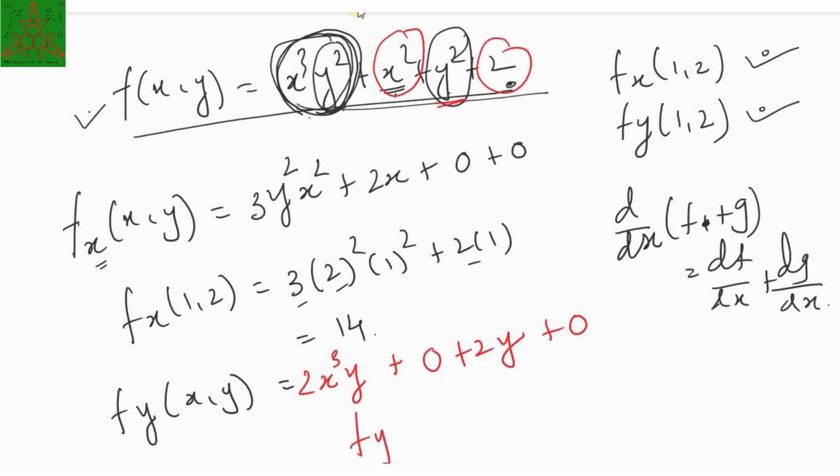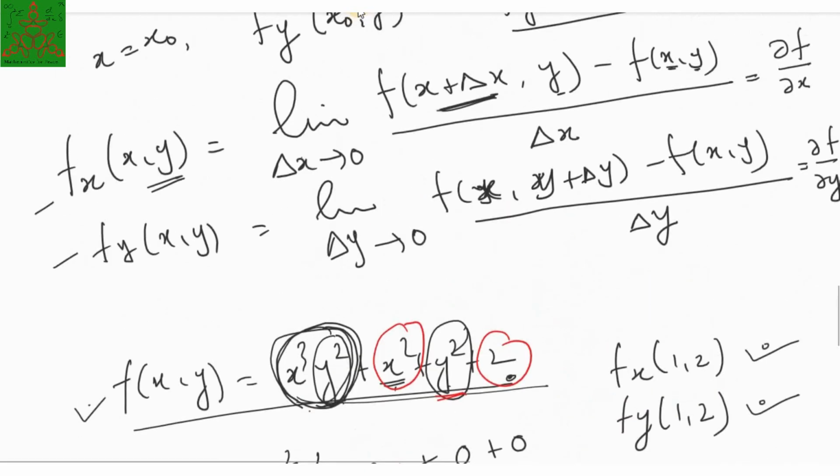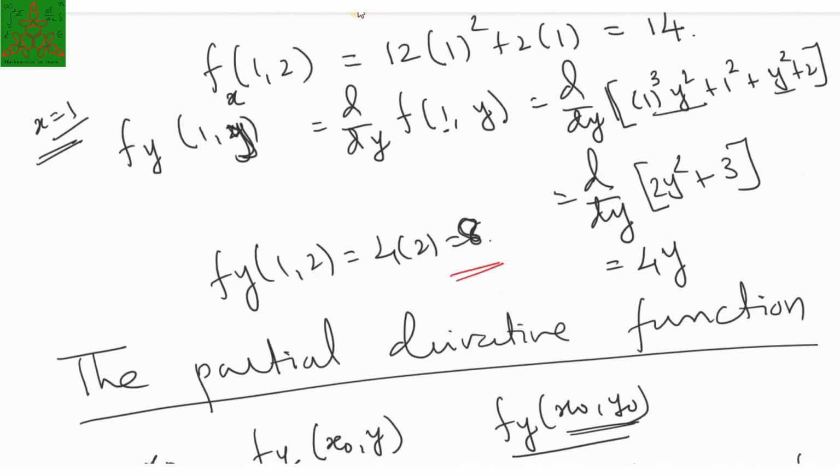So fy at (1, 2) will give me 2 into 1 cube into 2 plus 2 into 1. So 2 into 2, because y is 2. So that is 4 into 4, it is 8. So that matches with the previous result which we did.